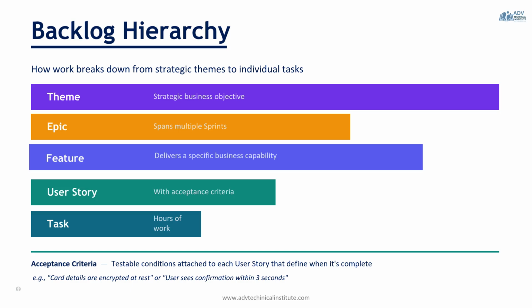Finally, the team creates tasks, which are specific activities required to complete the user story, such as building the database, developing the API, or testing the functionality. The key takeaway is that Agile work flows from theme, epic, feature, user story, task, moving from strategy to execution while maintaining alignment with business value.